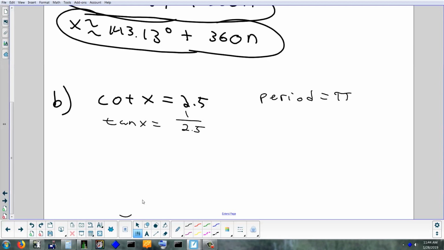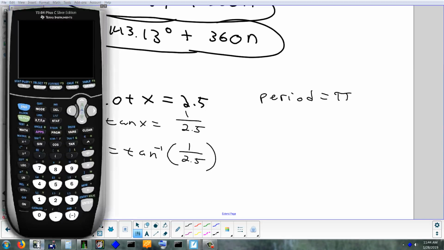So what we wrote below it is exactly the same equation. But now, what's the advantage of writing it this way? You can do inverse tangent. We need to take the inverse tangent on both sides, and we have a button to do that. Okay? So x is the inverse tangent of 1 over 2.5. That's the first answer. That's always the easy one to get.